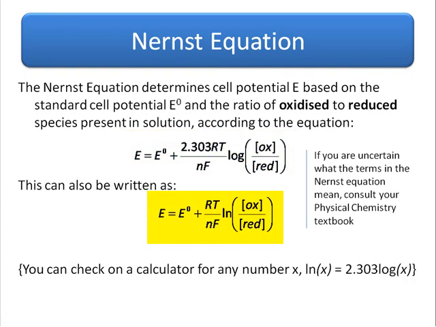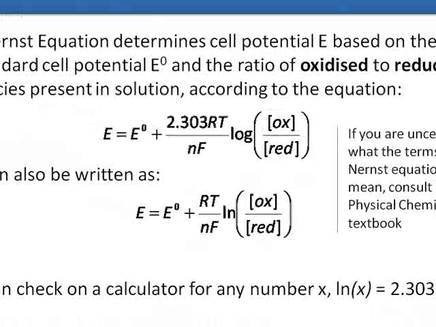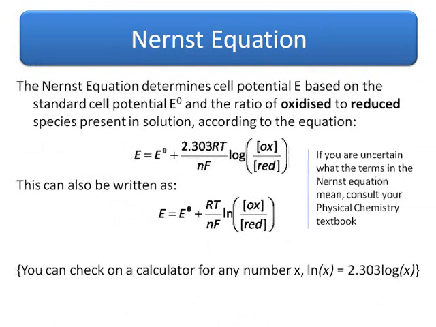The Nernst equation can also be written as E is equal to E0 plus this value times the natural log of the oxidized to reduced species ratio. And you see here the only difference between the top equation and the bottom equation is this number 2.303 and the base of the log. In the top equation it is log to the base 10, in the bottom equation it is log to the base e. And we can interconvert between the two by using this number 2.303. You can check on a calculator for any number: the natural log of x is 2.303 times log to the base 10 of x.